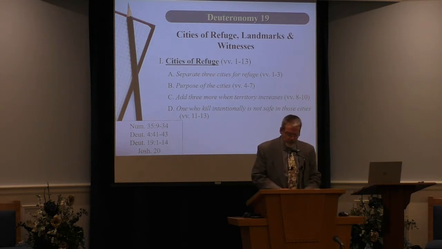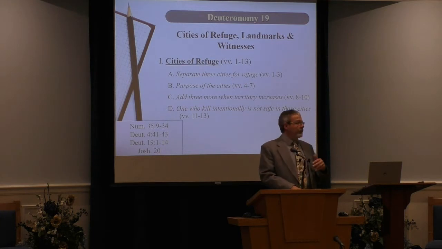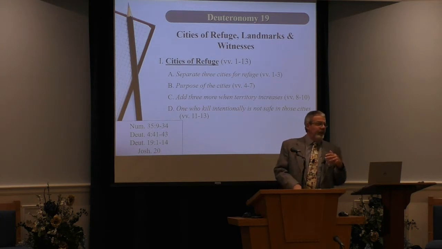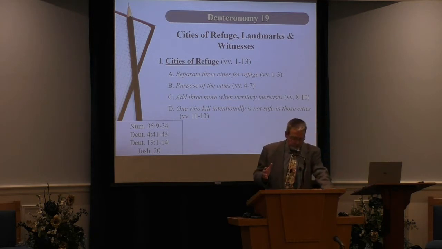And so let's notice verses 1 to 3. I'm reading verse 2: three cities for yourself in the midst of the land. But I want you to notice verse 3. Now, this is not mentioned in detail in Joshua 20 or in the other two texts. But you should prepare roads for yourself and divide them into three parts, the territory of your land, which the Lord God has given you.